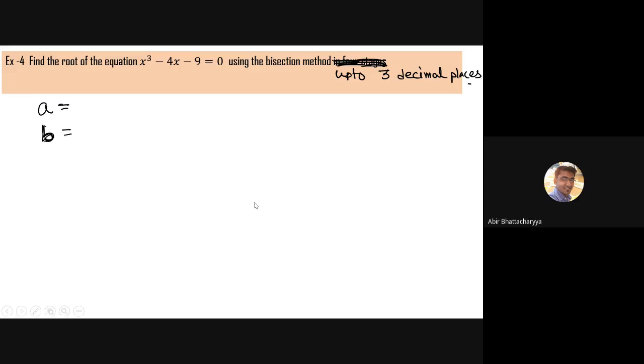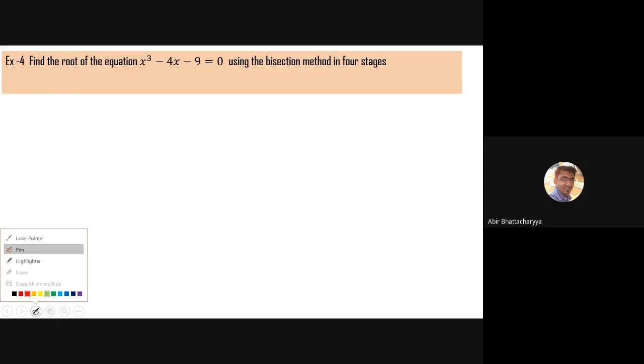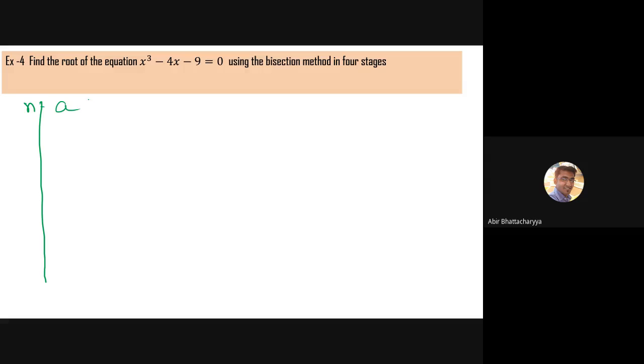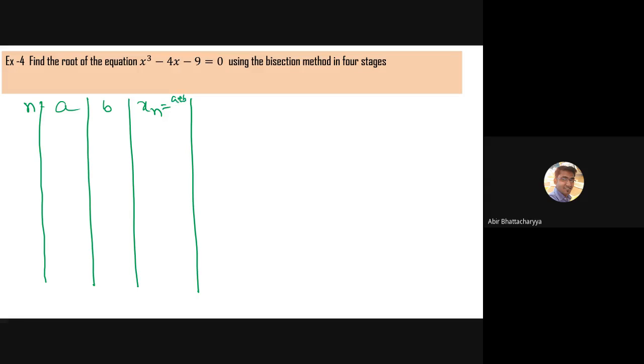Okay, so now next step. Next step is creating the table. A equals 2 and B equals 3 have been declared. So to create a table, the columns are n, a, b, x_n, this is (a+b)/2, f of x_n, and update.